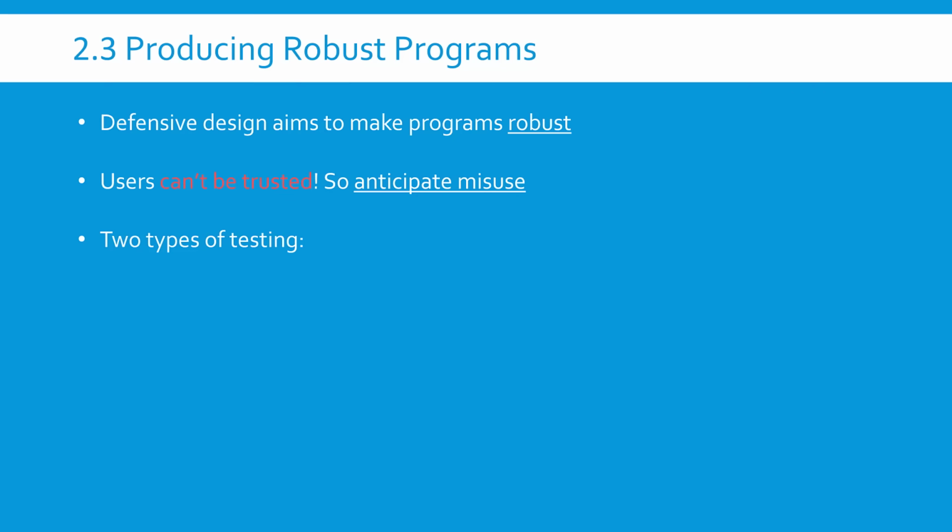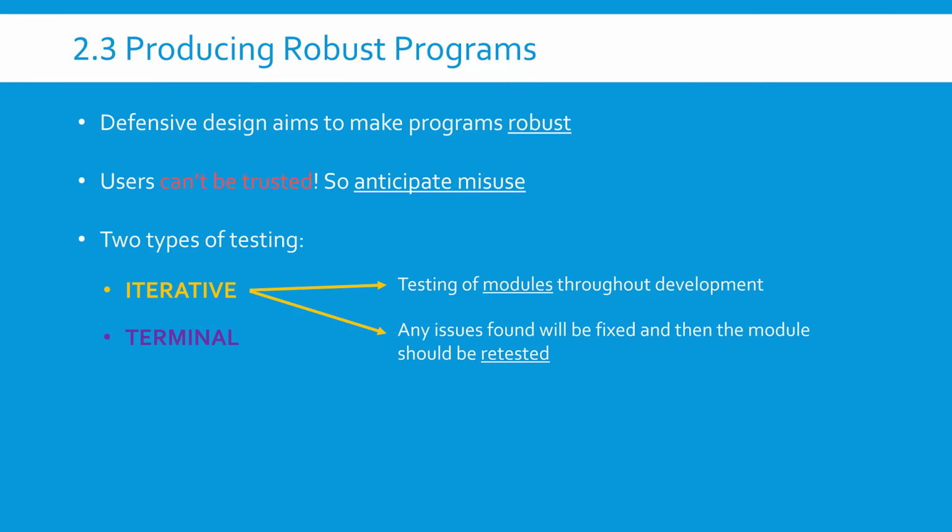And you will check how robust your program is through testing. There are 2 types of testing. Most big projects will use a bit of both. Iterative testing is where you test specific modules while you are developing. So a module could be a subprogram or several subprograms or a particular file, but only a chunk of your code as you are developing the whole program. And any issues found will hopefully get fixed, and then you should retest the module, which is where the iteration comes in. You repeatedly test stuff until it is all perfect.